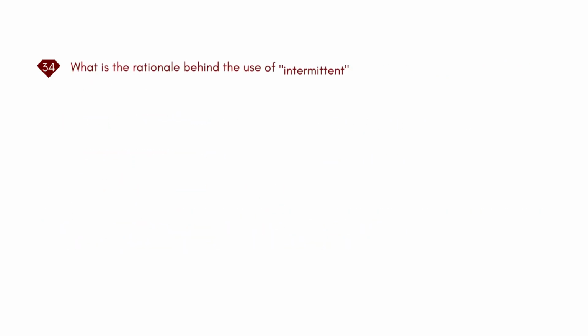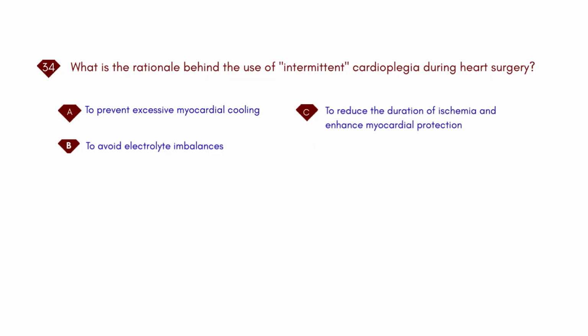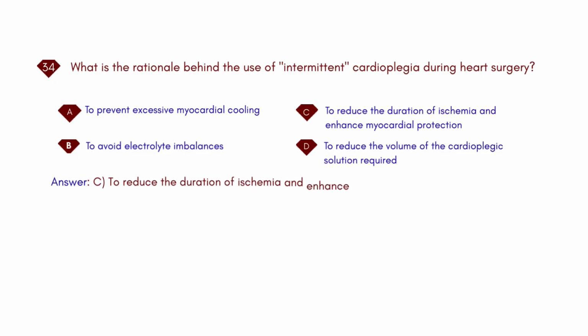What is the rationale behind the use of intermittent cardioplegia during heart surgery? A. To prevent excessive myocardial cooling. B. To avoid electrolyte imbalances. C. To reduce the duration of ischemia and enhance myocardial protection. D. To reduce the volume of the cardioplegic solution required. Answer: C. To reduce the duration of ischemia and enhance myocardial protection.